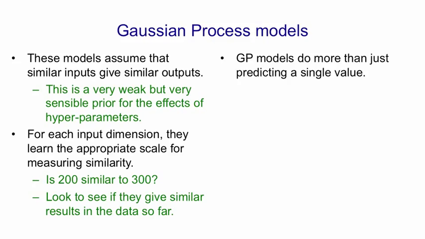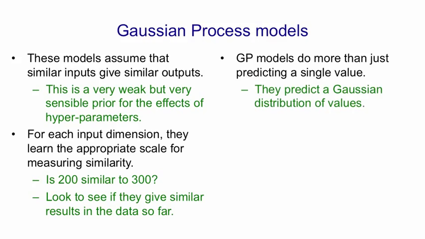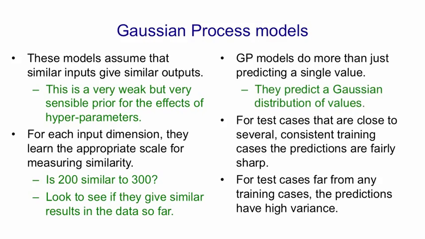Now it's important that Gaussian process models do more than just predicting the expected outcome of a particular experiment. That is, how well the neural net that we train will do on a validation set. In addition to predicting a mean value for how well they expect the neural network to do, they predict a distribution, they predict a variance. They're called Gaussian processes because their predictions are Gaussian.